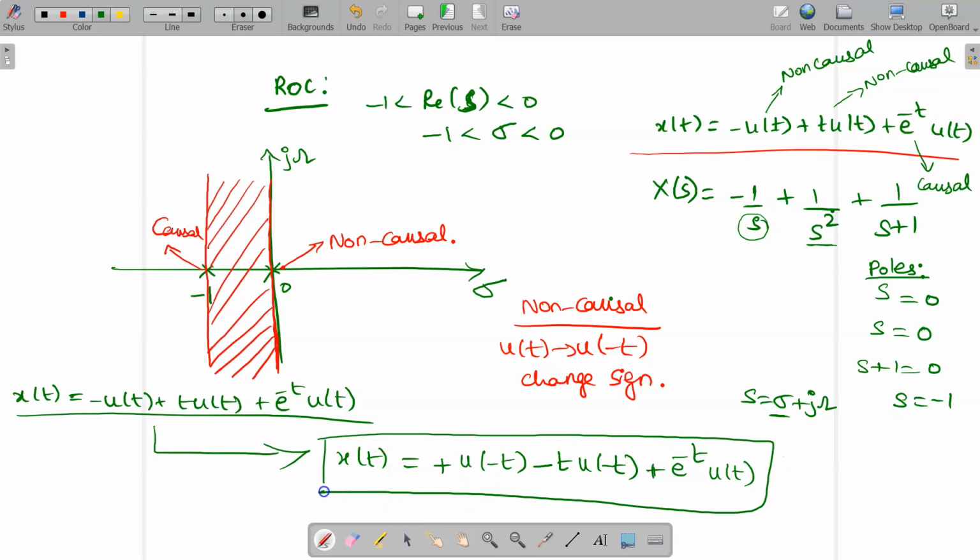So this is for the ROC. Now this term you should not write, because it has been changed to this. For the given condition, your real part of s varies from -1 to 0. So according to the ROC condition, this is your x of t value.